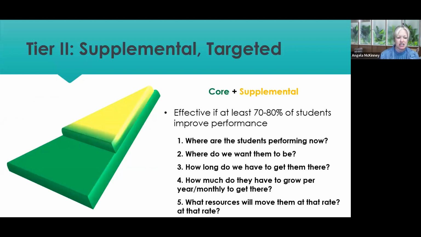All right, let's jump into tier 2. Here's what you need to know about tier 2. Number 1, it is always supplemental to the core instruction, which means I don't take you out of your 90-minute reading block to give you a different instruction.